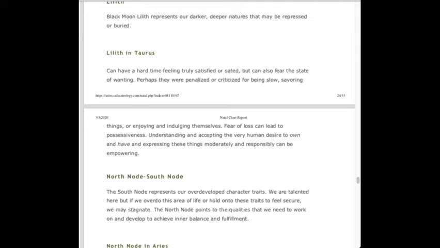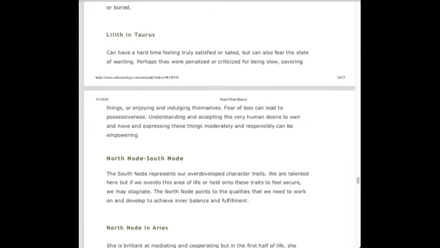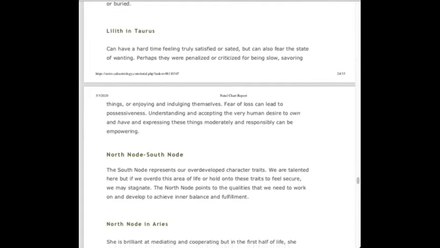Now, North Node, South Node. I don't know anything about this node stuff, so this is new to me. But let's just take a look at what the description says, just real quick here. The South Node represents our overdeveloped character traits. We are talented here, but if we overdo this area of life or hold on to these traits to feel secure, we may stagnate. The North Node points to the qualities that we need to work on and develop to achieve inner balance and fulfillment. All right, so let's take a look here.